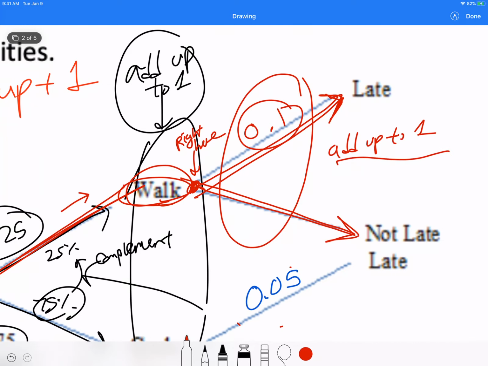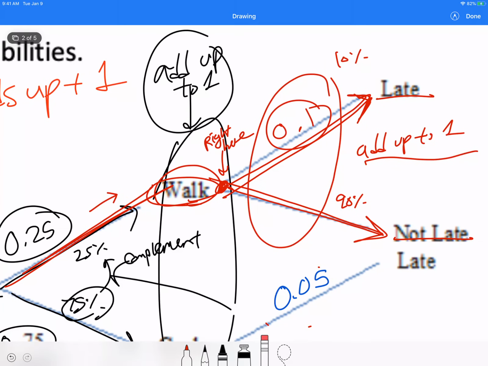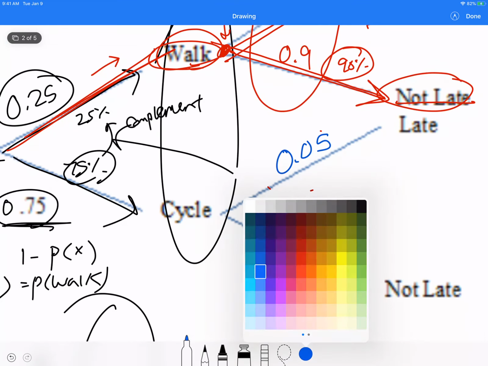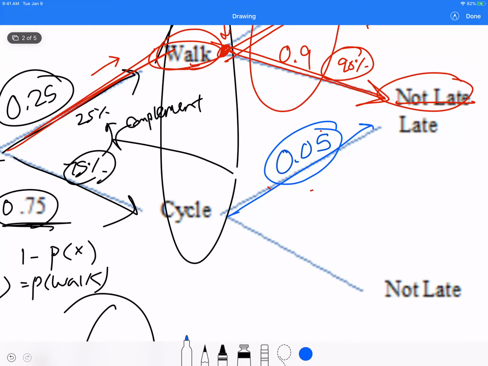What that means is, if there's a 10% chance that she's going to end up being late, then there's going to be a 90% chance that she's going to end up not being late. So I'm going to write 0.9 here, because you only have those two options, and those two options have to add up to give you 100%. Then I'm going to go to the blue section and do the same thing. If there's a 5% chance that she's going to be late, what's the chance that she's not going to be late? It's going to be 0.95, which is 95% of the time.